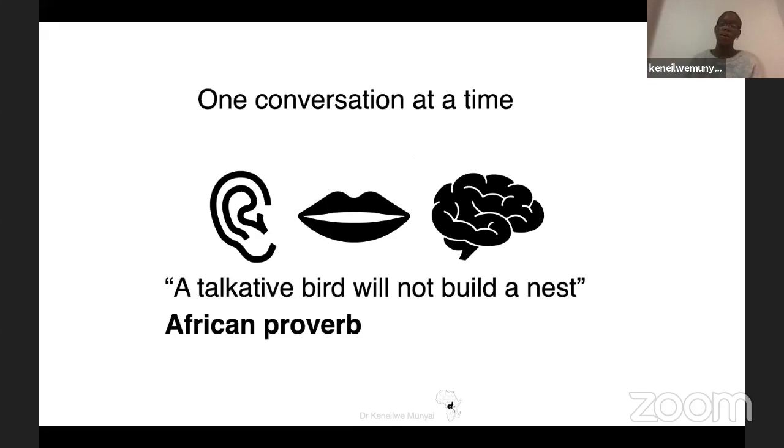And then, of course, often we like to discuss and overanalyze things. What this approach does is it forces you to act. So talk less and do more.